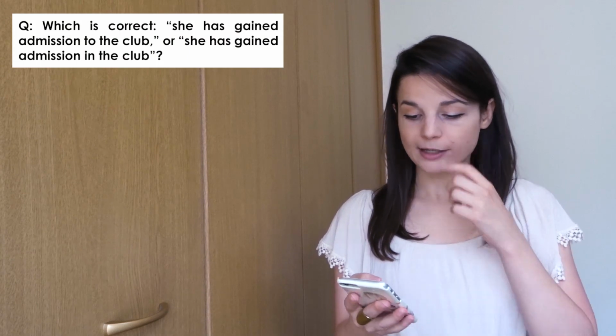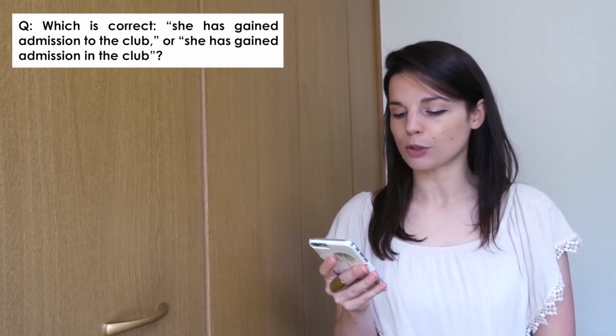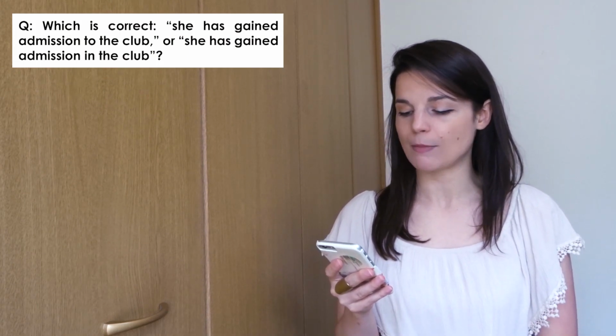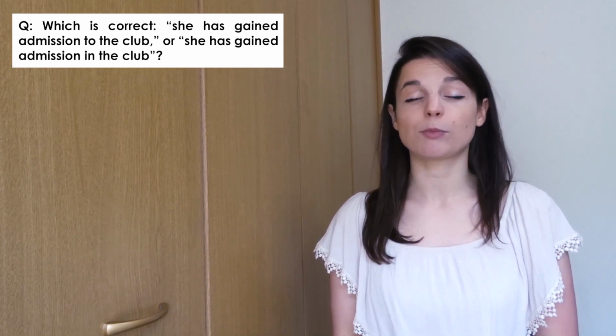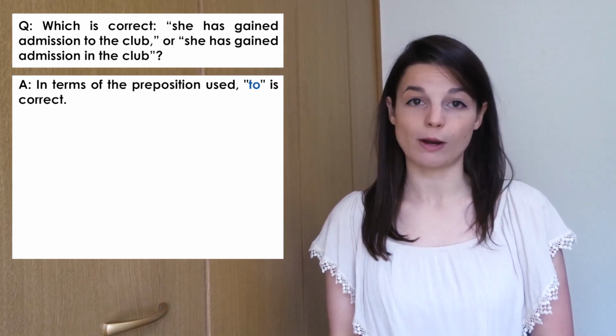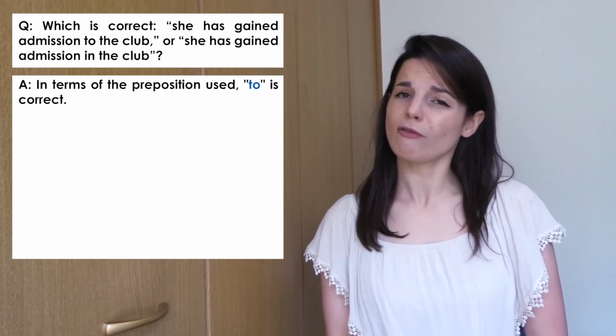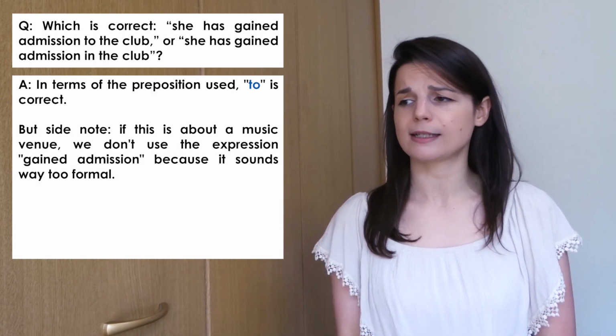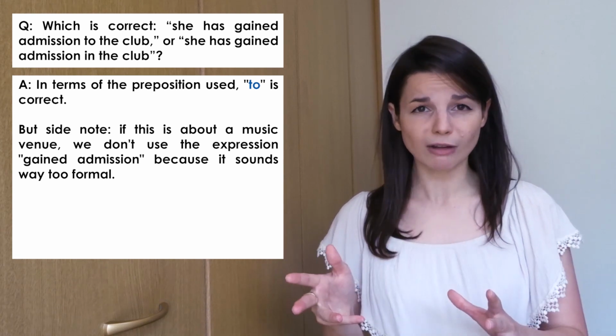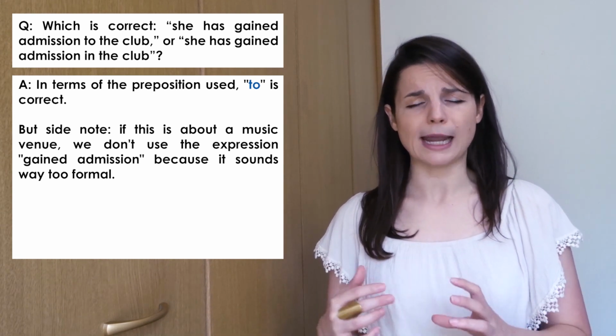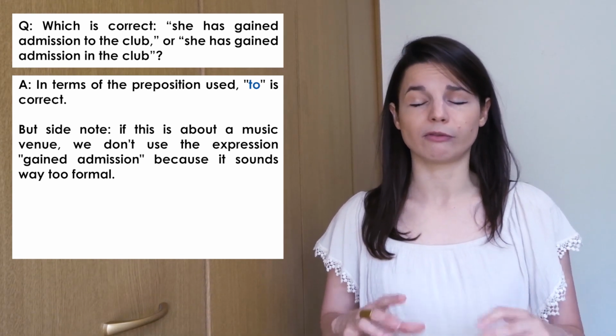Okay. Next question comes from Iman. Hi again, Iman. Which one is correct? She has gained admission to the club or she has gained admission in the club? In terms of the preposition you're using, "to" is correct. She has gained admission to the club. Admission to the club. If, however, this is an example sentence about going to a music venue, we don't use "gained admission." "Gained admission" sounds very, very formal.